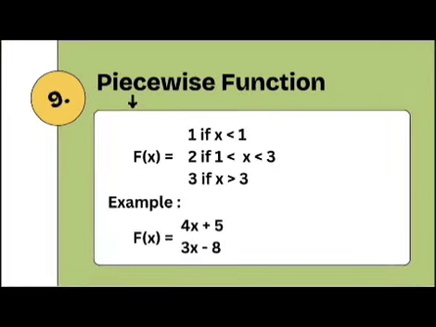Let's have our ninth type of function, the piecewise function. Let's see the represented equation, where f(x) equals 1 if x is less than 1, 2 if 1 is less than x and x is less than 3, and 3 if x is greater than 3. For example, f(x) equals 4x + 5, 3x - 8.